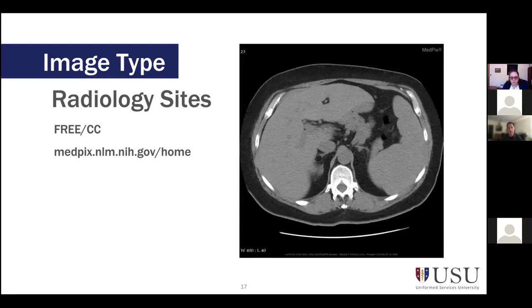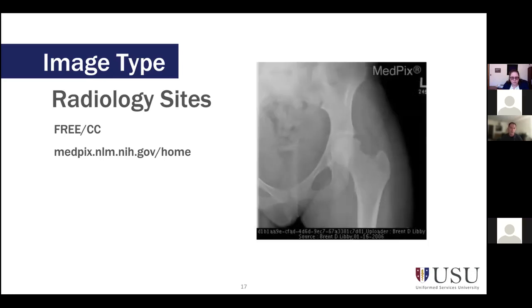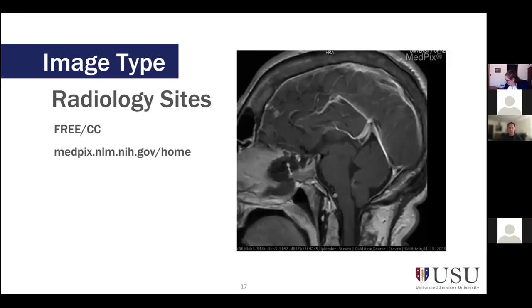So if you know what you're looking for, you can find it that way if you want to talk about a certain sort of pathology. But all sorts of images. It's not just CT scans. It's also x-rays and other types of images as well. So good source. The images are very easy to cite because once you download them, the citation is built in. So it's very handy that way.